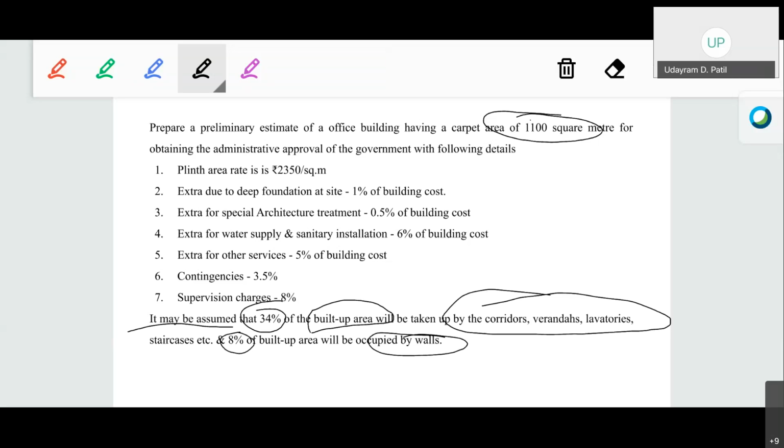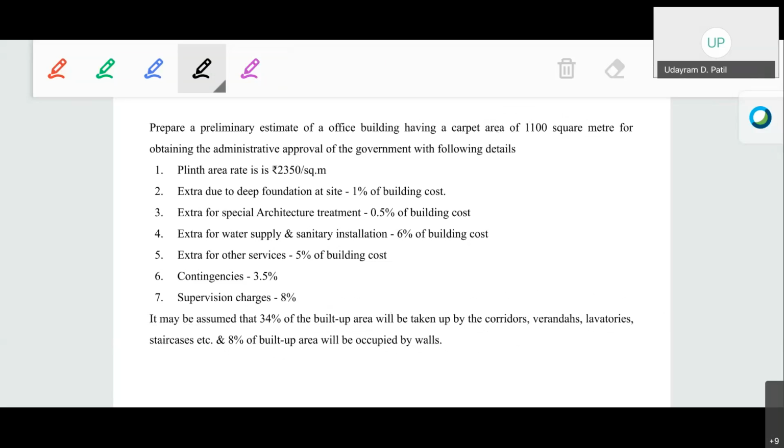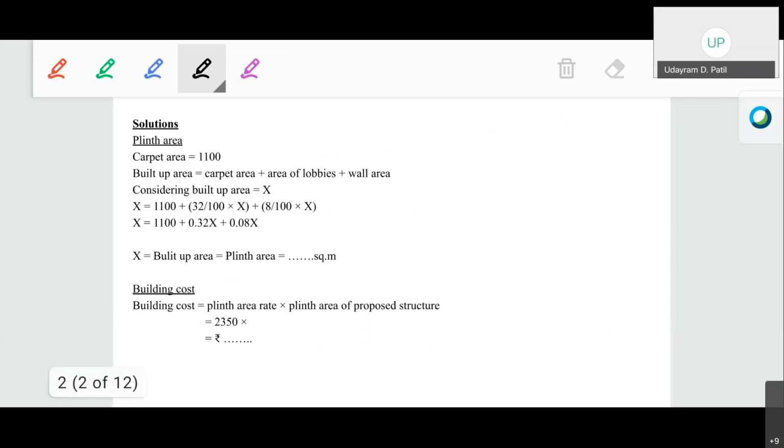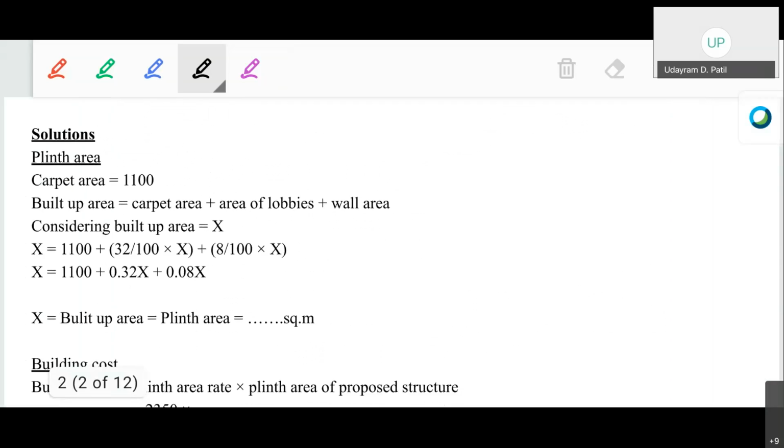So in the total built up area, 34% of the built up area will be occupied by the corridors, veranda, and laboratories, and 8% will be occupied by the walls. This type of example is already solved in the theory lectures. So starting with our particular numerical, first, calculation of the plinth area.